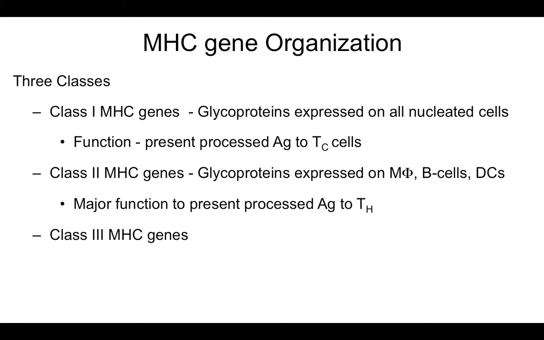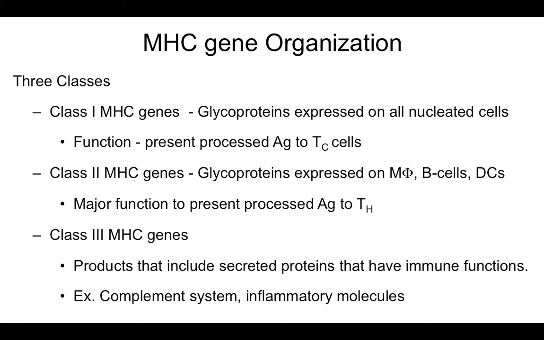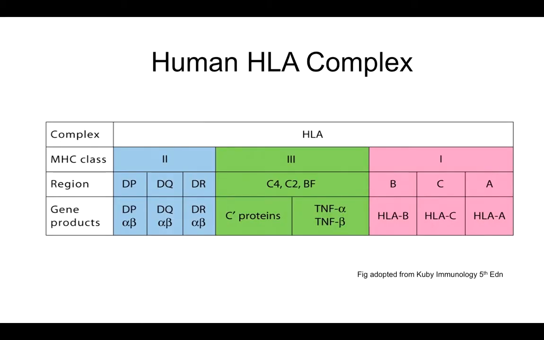Class 3 MHC genes are not glycoproteins, and the main function of these genes is not to present the processed antigen to the immunocompetent cells, but the products of the class 3 MHC genes include the secreted proteins that have immune functions, basically the B components of the complement system as well as the tumor necrosis factors and the inflammatory proteins.